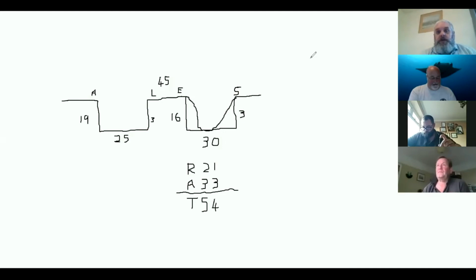So are we all happy with that? Yep. Yeah. Right. So what we'll do is I'll give you a couple of spares, just a couple of practices. So we're going to do 18. Hold on, let's draw.